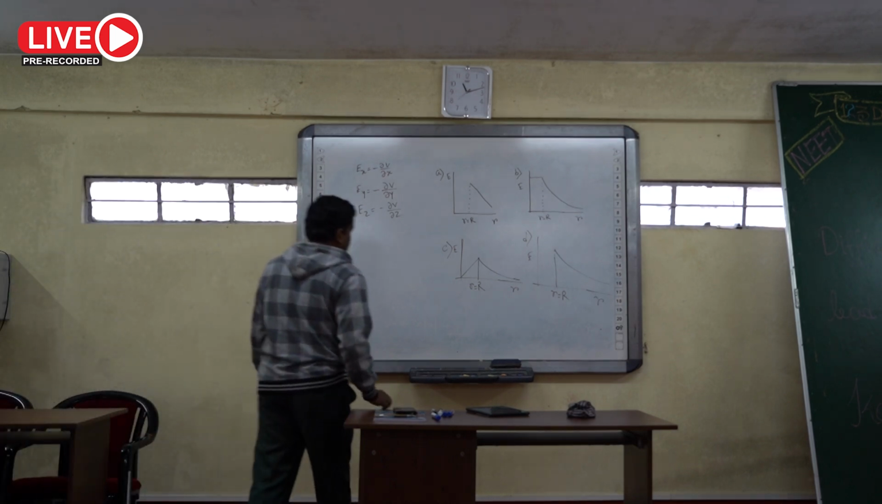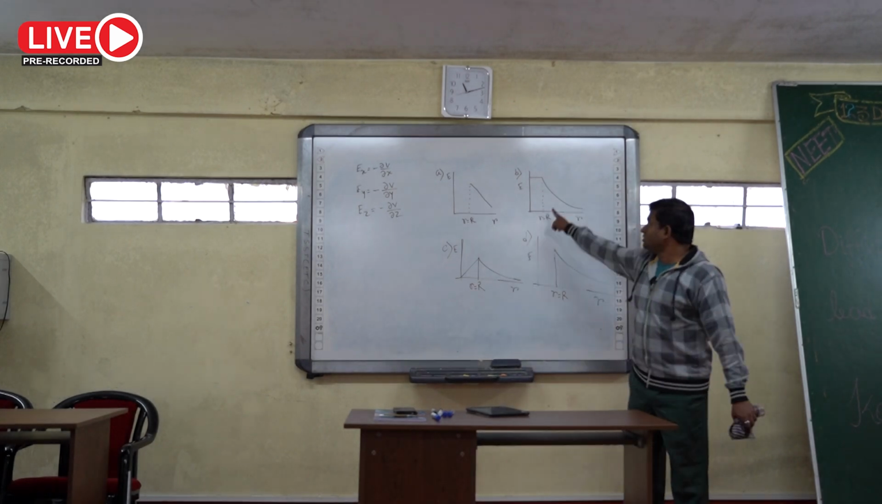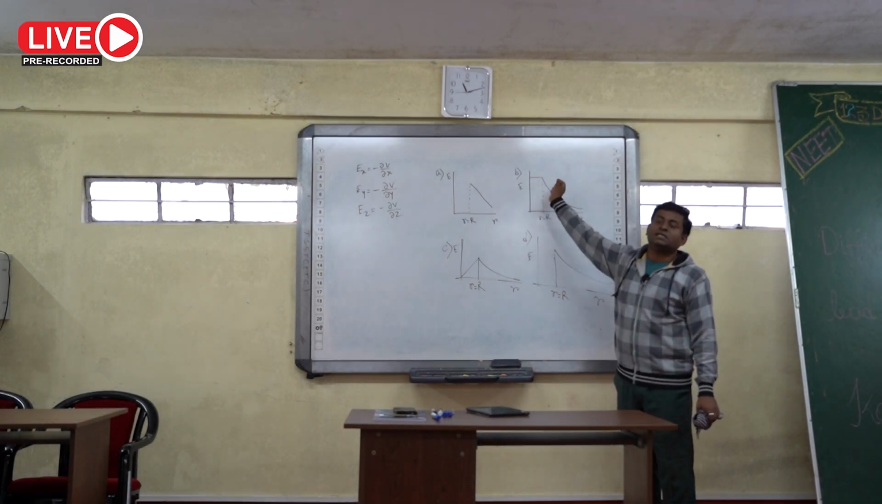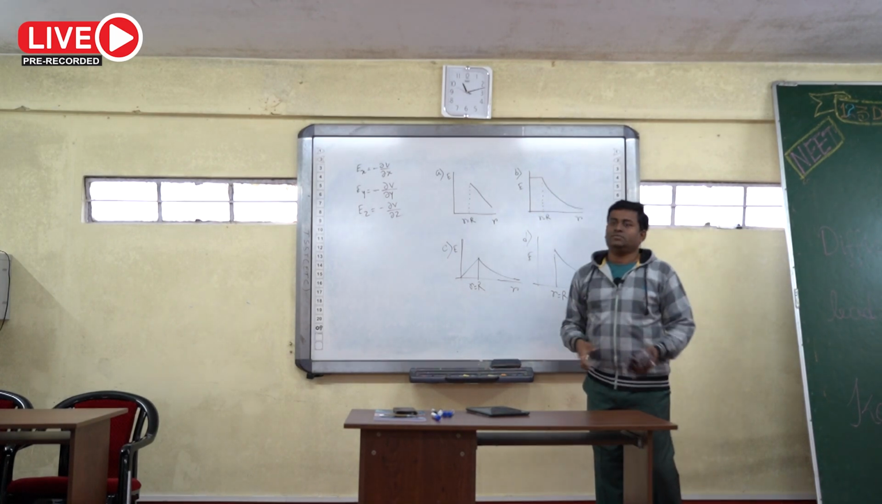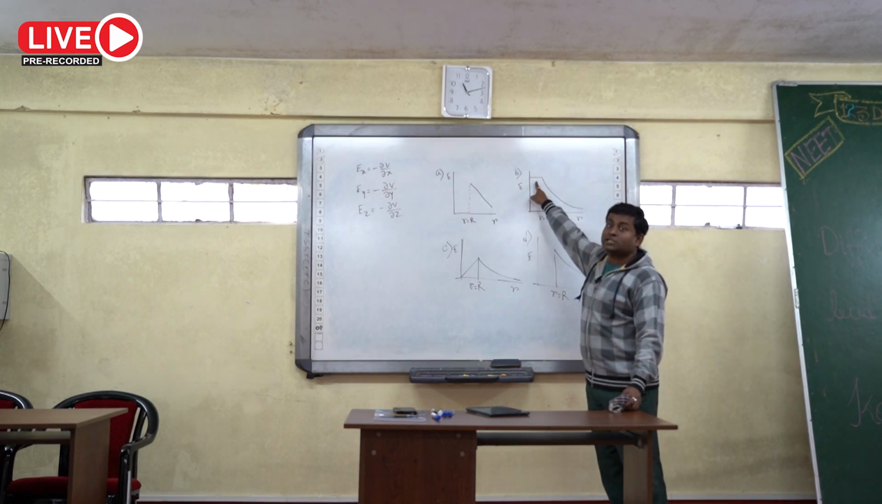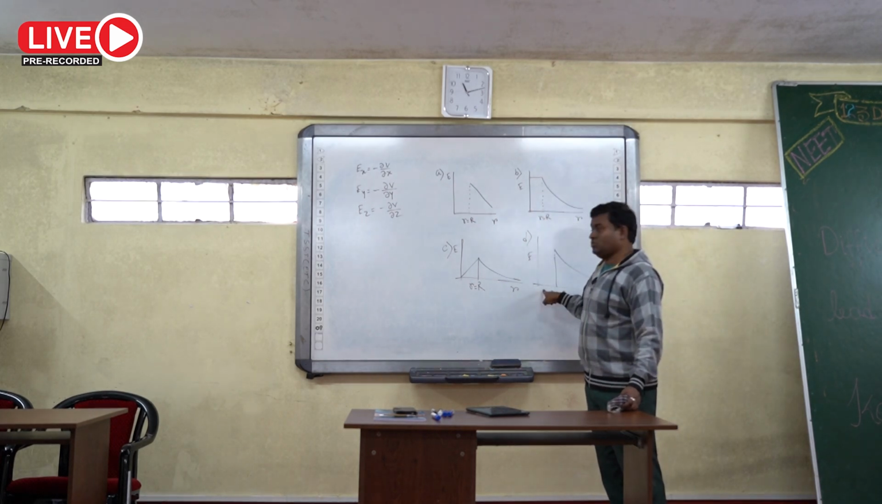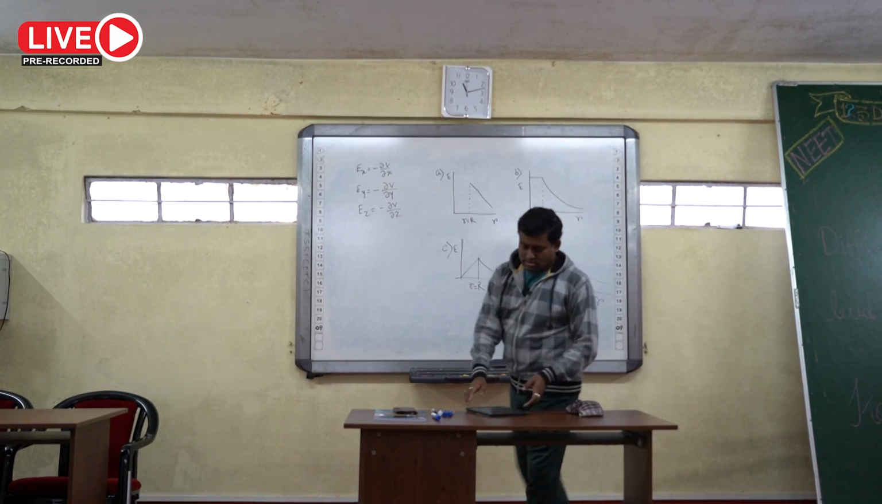Okay. And this one is not a possible option because it shows that inside the field is constant. Field is constant, but its value is not 0 here. Inside the conducting sphere, it should be 0. Next question.